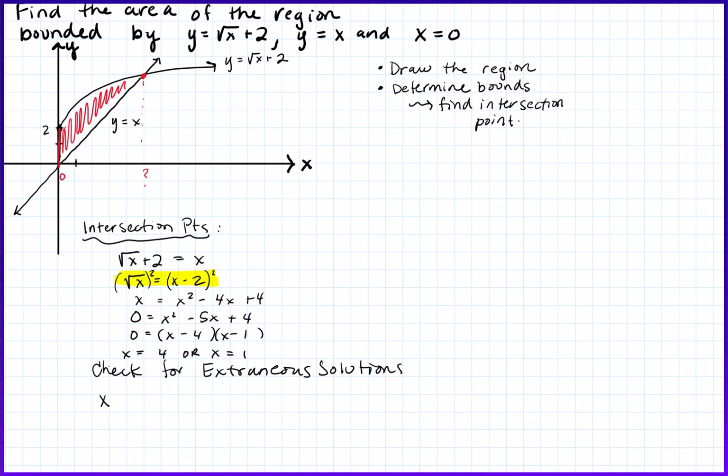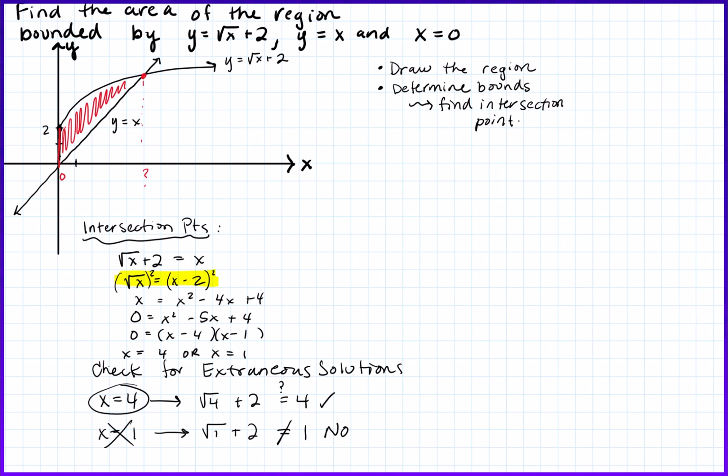And in this case, if I plug x equals 4 back into the original, I get the square root of 4 plus 2. 2 plus 2, does that equal 4 is the question? Yes. So that's a solution. x equals 1 was our other possibility. If I plug that back into the original, square root of 1 plus 2, does that equal 1? No. That is not a solution. So that guy was an extraneous solution.